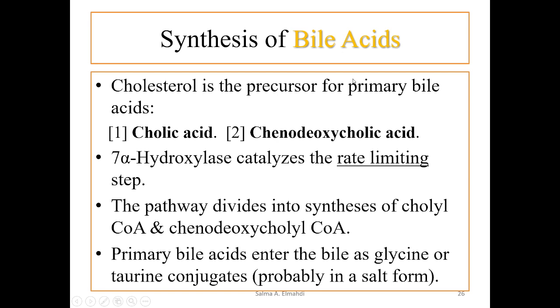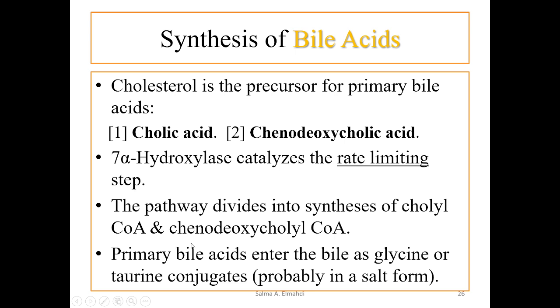Now we will talk about bile acid synthesis. Cholesterol, as we said, is the precursor for primary bile acids. Primary bile acids are two. They are cholic acid and chenodeoxycholic acid. The enzyme 7-alpha hydroxylase catalyzes the rate-limiting step in bile acid formation, particularly primary bile acid formation. The pathway, of course, divides between the formation of the two primary bile acids.